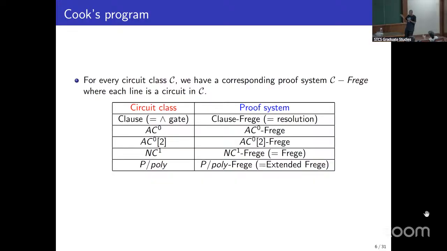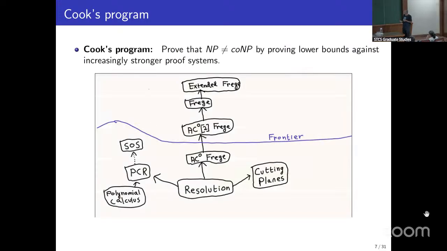Yeah. So this is the next slide. So this is Cook's program. We hope to prove, like maybe in a million years, that we'll prove NP not equals coNP by proving lower bounds against increasingly stronger proof systems. So ultimately, we'll have to reach something that's above extended Frege. And there are also these other proof systems like cutting planes, SOS, polynomial calculus. I'm not going into those. So here the frontier is that we have lower bounds for AC0 Frege, but we do not have lower bounds for AC0[2] Frege.